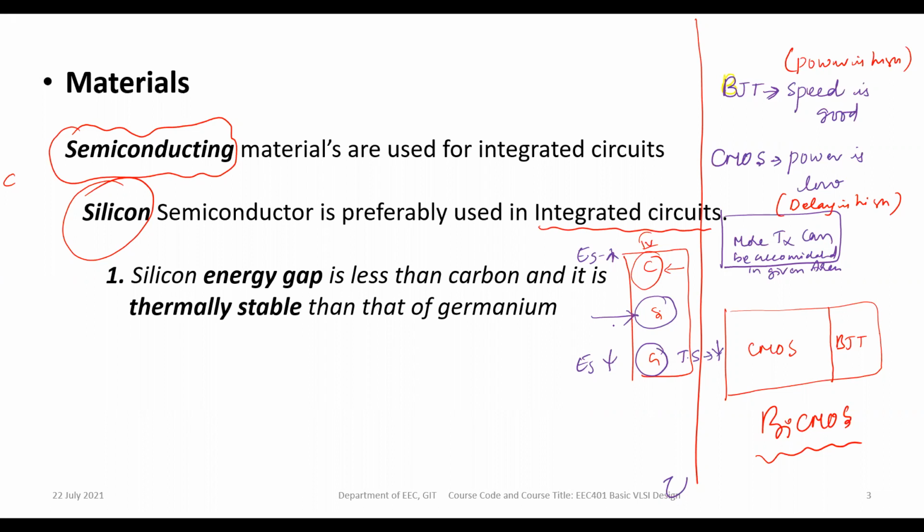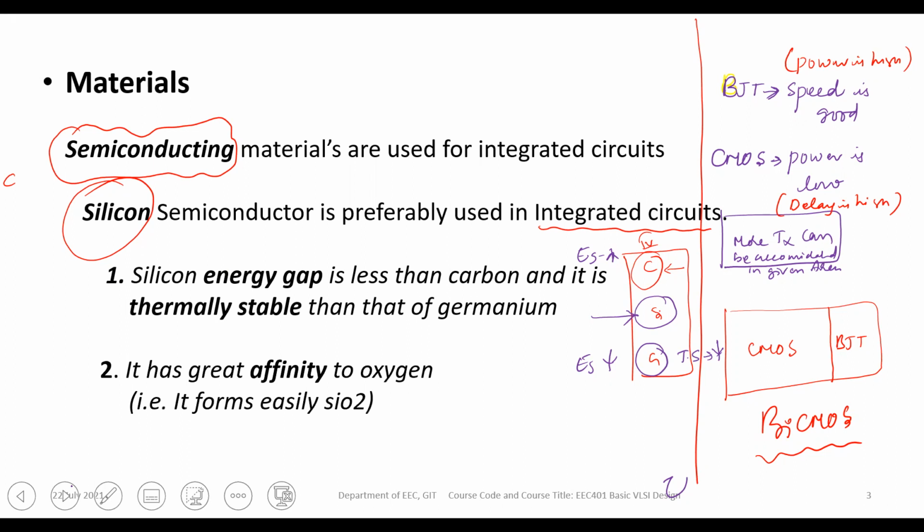So compared between these two semiconducting materials, silicon has a moderate energy gap and is thermally stable compared to carbon and germanium. This is one aspect of why silicon is used for integrated circuits. Another very, very important one is its great affinity to oxygen. This is actually the driving force for using silicon in IC manufacturing.